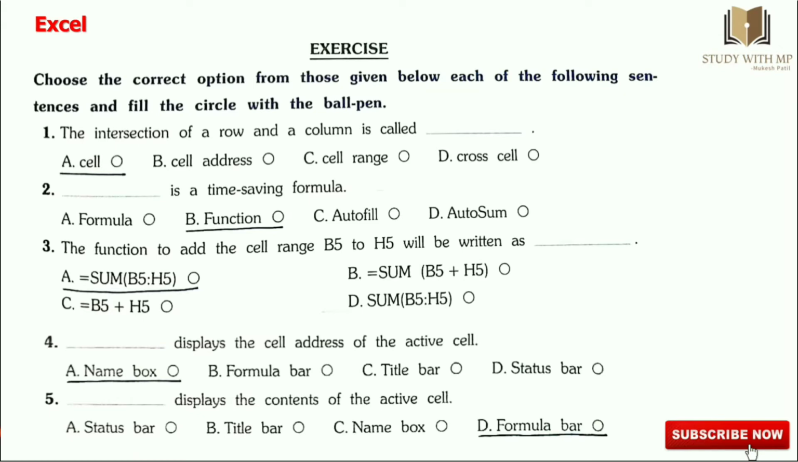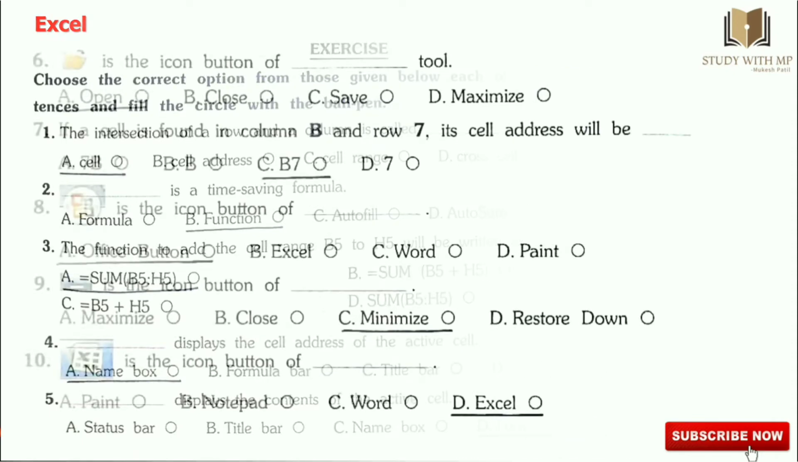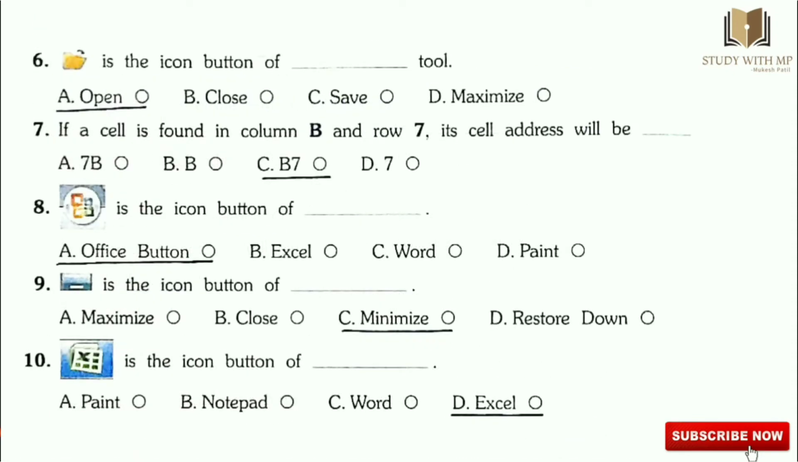Fifth, formula bar displays the content of the active cell. Sixth number, this icon is the icon button of open tool. If a cell is found in column B and row 7, its cell address will be B7. Icon is the icon button of office button. This icon is the icon button of minimize. 10 number, this icon is the icon button of Excel.